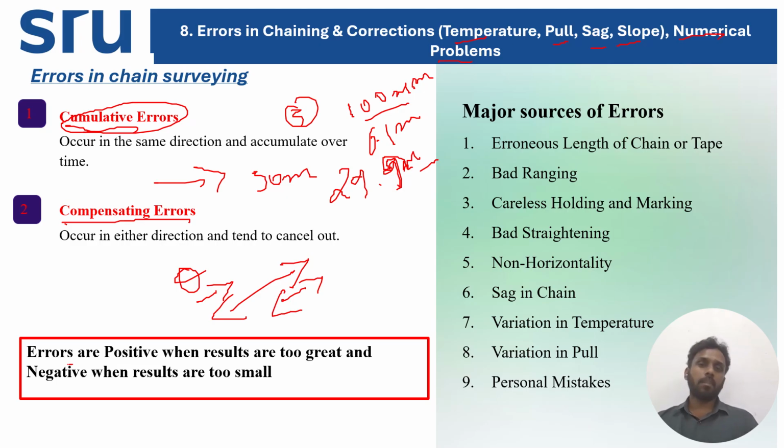The errors are positive when the results are too great, and the error will be negative when the results are too small, right? So this is vice versa. The error is inversely related to your result: if the error is positive, the correction to your result will be negative, and if the error is negative, the correction will be positive. These are the major types of error which occur during measurement in chain survey. Okay, and thank you.